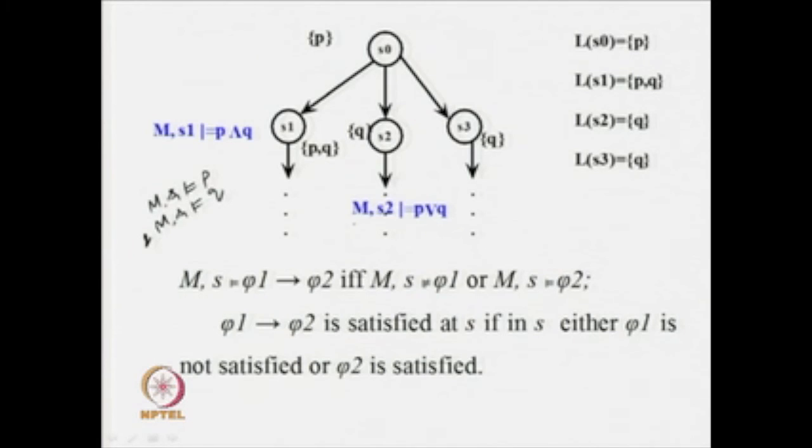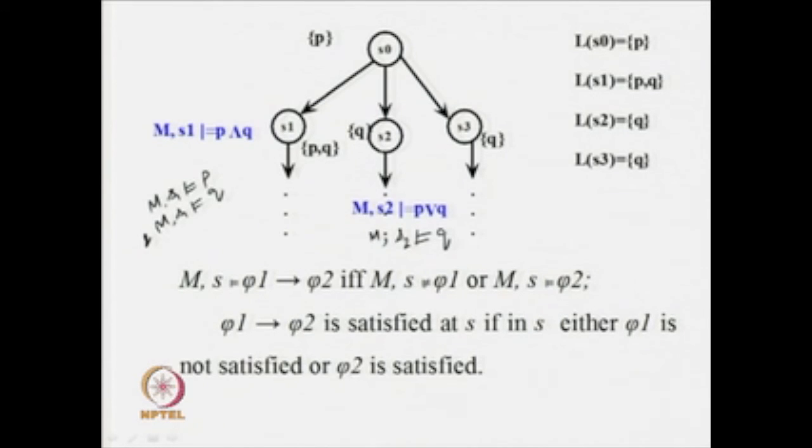So, you can say that in M, S 2 models P or Q, because you just see that here either P or Q should hold in this particular set. So, here you will find that M, S 2 models Q. Since M, S 2 models Q, we are going to say that M, S 2 models P or Q, either P or Q.